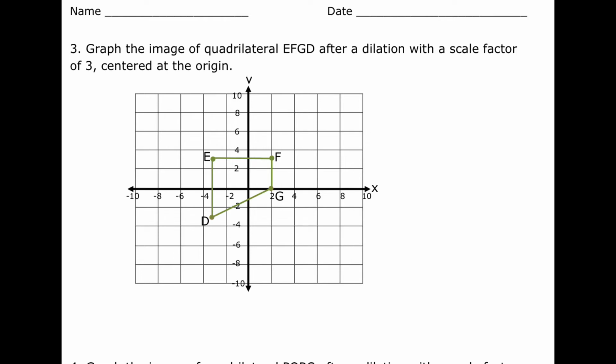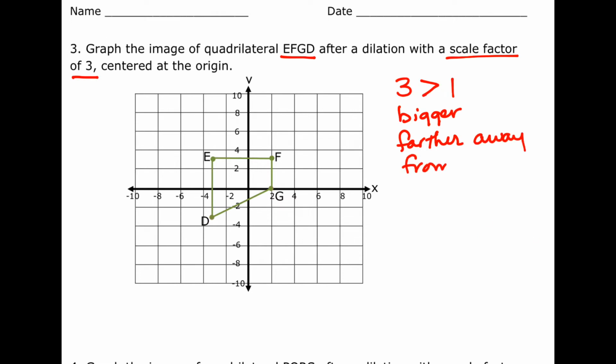This time we are dilating figure EFGD with a scale factor of 3, again centered at the origin. Since the scale factor is 3 and that's greater than 1, this image is going to be getting bigger, and it will be getting farther away from the center of dilation, which is the origin. So keep that in mind. All right, let's go in order.